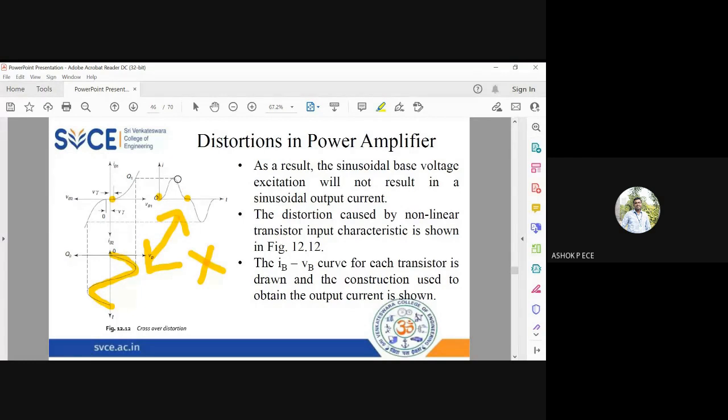Crossover distortion happens when your transistor is not conducting immediately at 0. And that is the property of the transistor, because the transistor will conduct only after the cut-in voltage is crossed. So if you apply a sinusoidal signal at the base of your transistor, the output is not a proper sinusoidal signal. I hope you understand what I say.